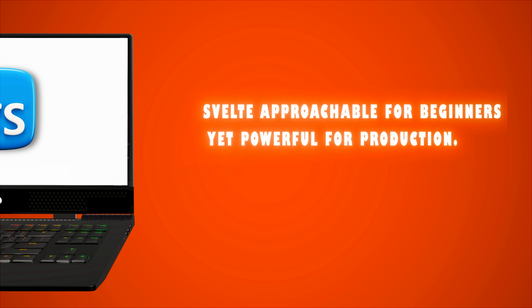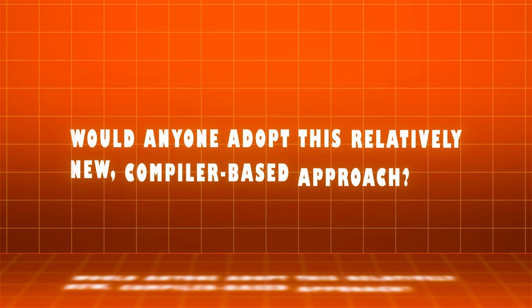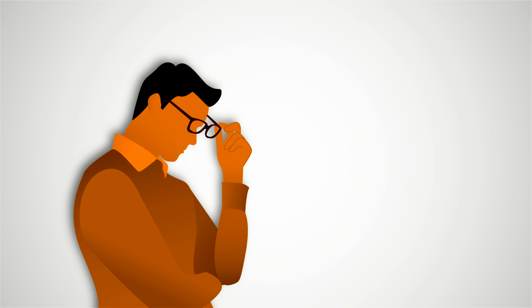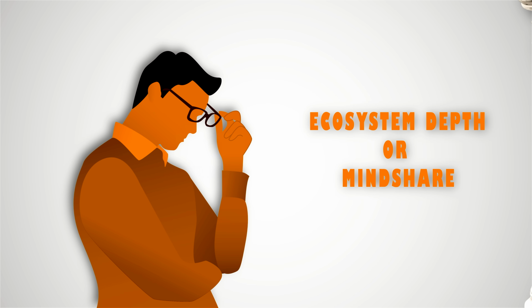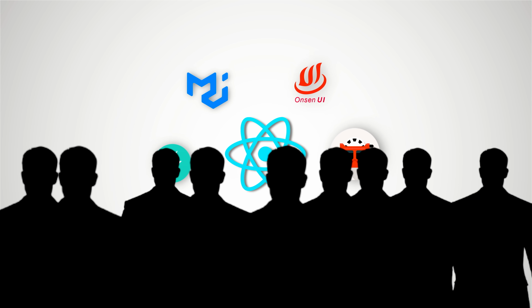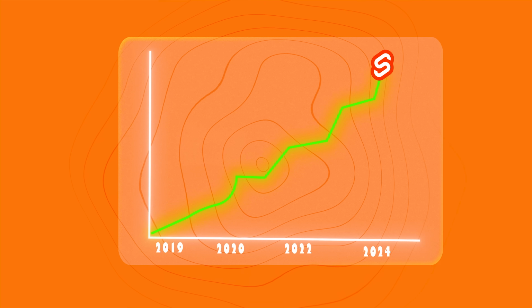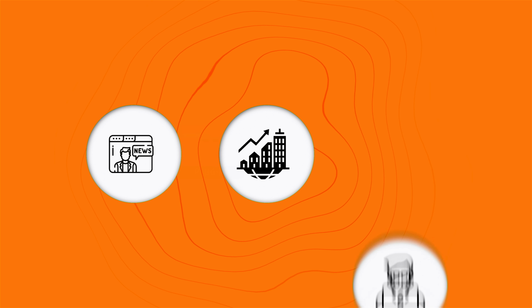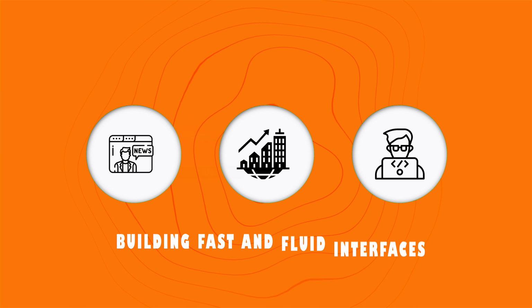Still, the question remained, would anyone adopt this relatively new, compiler-based approach? Early on, some worried it lacked ecosystem depth or mindshare. React had a massive library of components, and hiring React developers was much easier. Gradually, Svelte gained ground. Web journalists, smaller startups, and performance-minded developers embraced it for building fast and fluid interfaces.